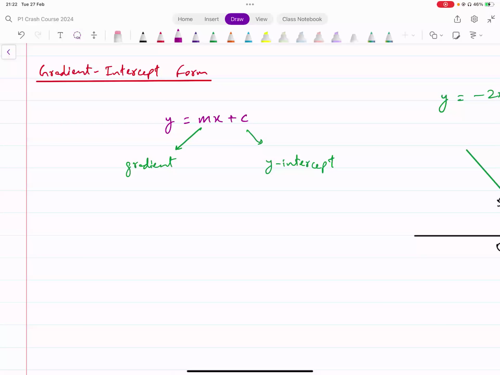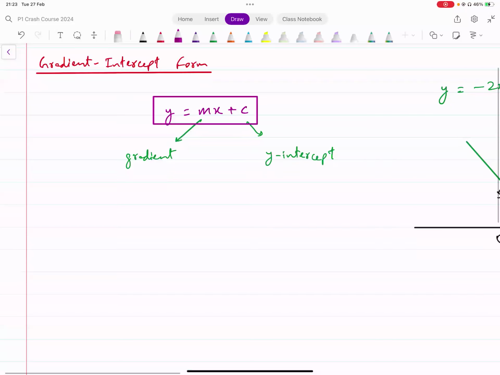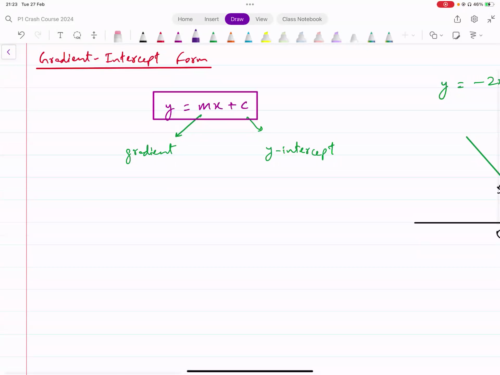All right. So we know this form y equals mx plus c. How can we write down the equation of a line given some information? We would need these two things. We would need the gradient and the y-intercept. Now let's take an example.